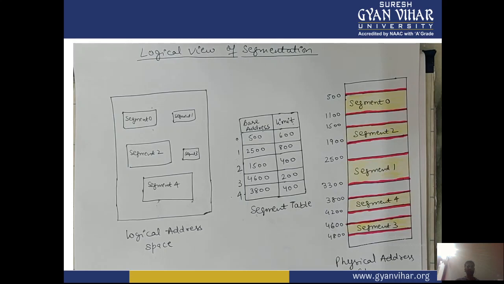The limit is 600. The base address of segment 1 is 2500, and the limit is 800. For segment 2, the base address is 1500 and the limit is 400. Base address of segment 3 is 4600, and the limit is 200. So we can map these segments to physical addresses.